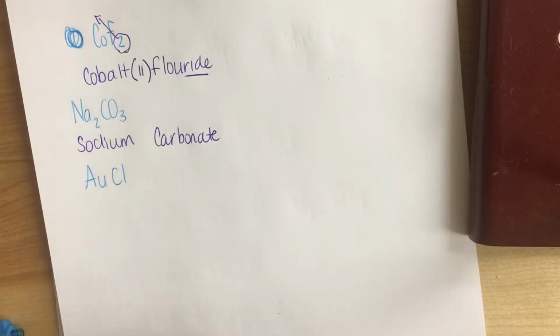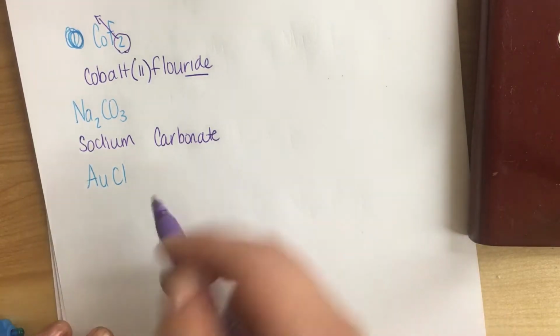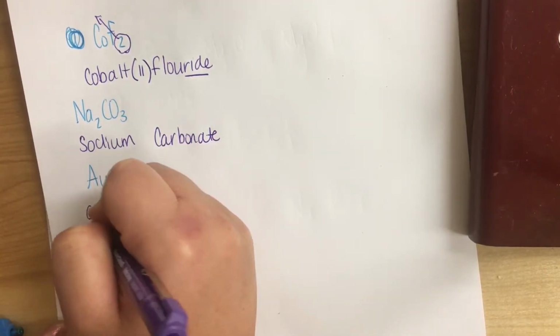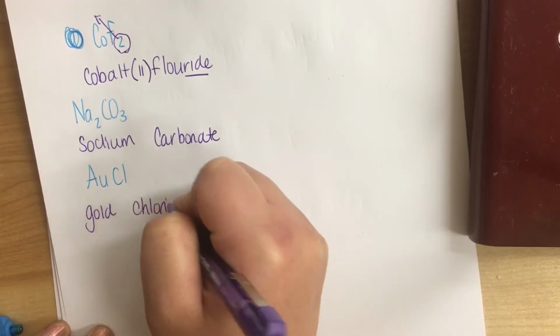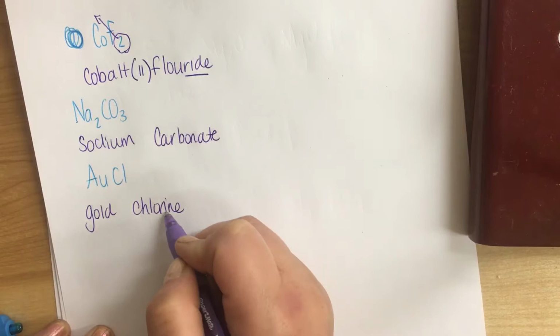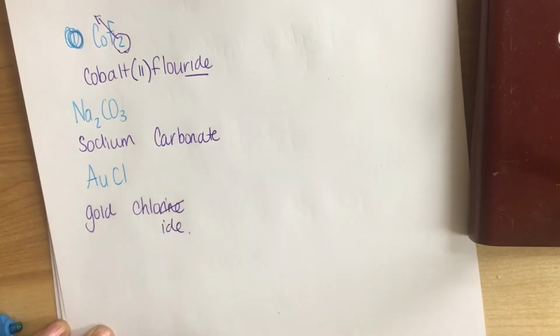Last but not least, I have AuCl. So I look at the names for each of them. So I have gold, and I have chlorine, but the ending changes from chlorine to chloride.